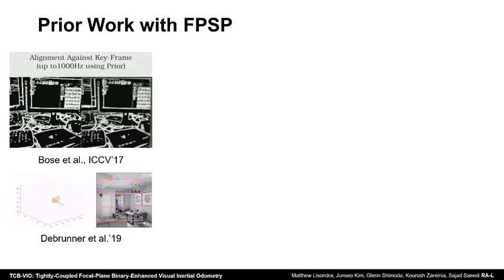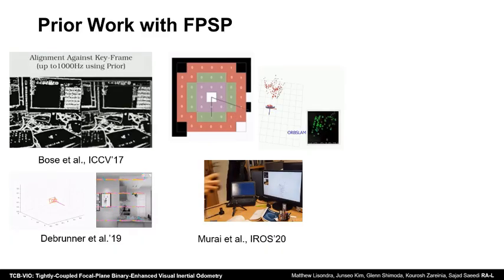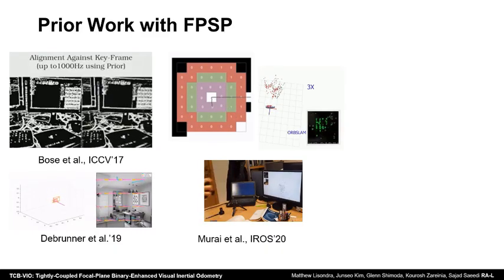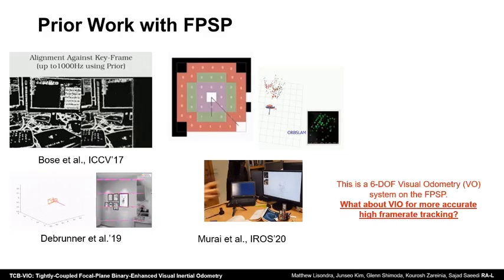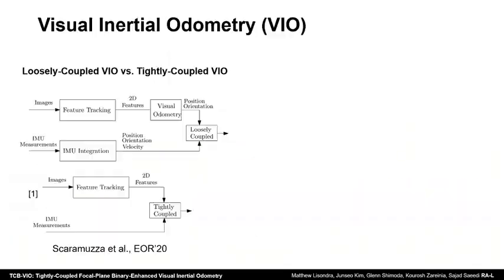You can see here on the left, we deal with a 4 degree of freedom visual odometry algorithm that was done in 2017, 2019, but these are only 4 degree of freedom. Then we dealt with a 6 degree of freedom visual odometry algorithm, but this was as well only visual odometry. And what if we dealt with more complex state estimation, like dealing with VIO?